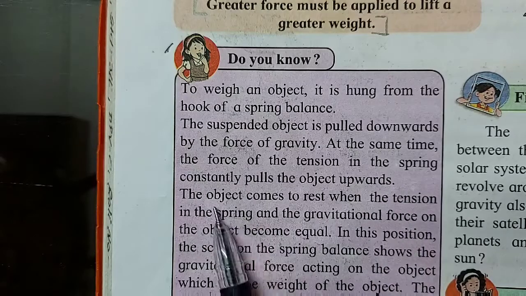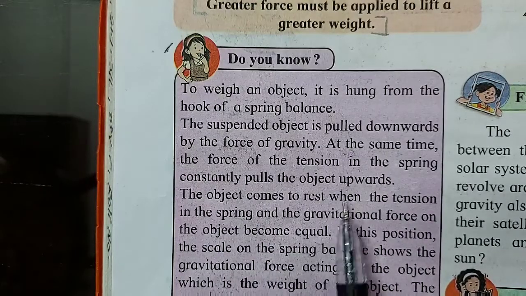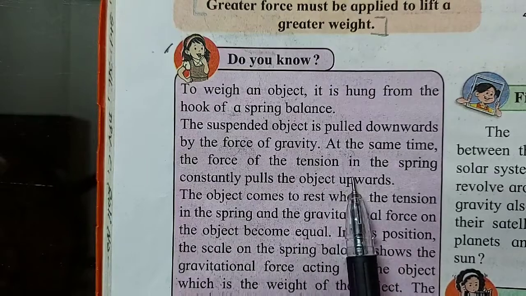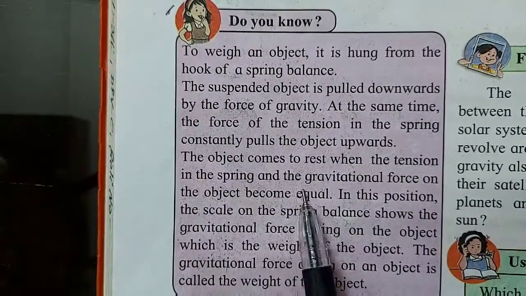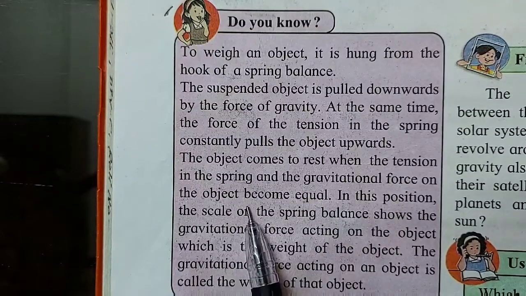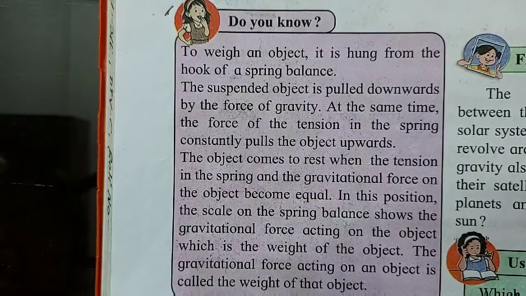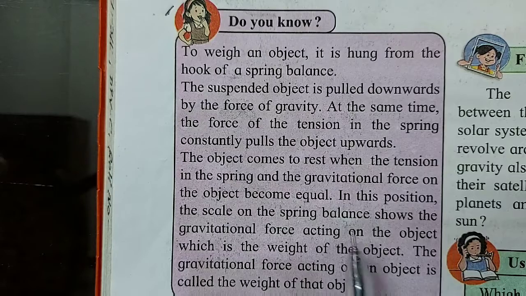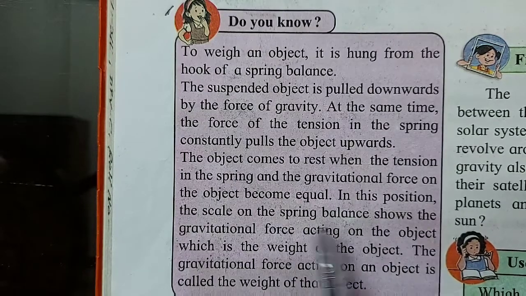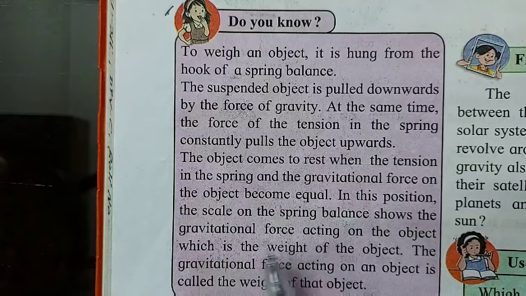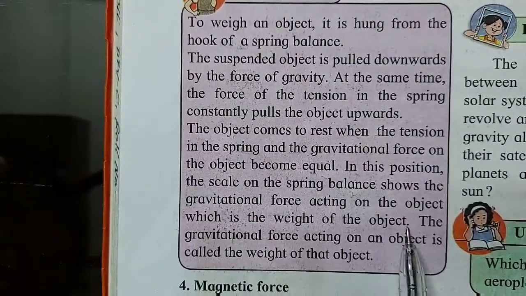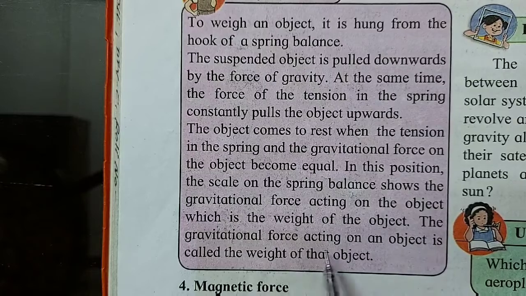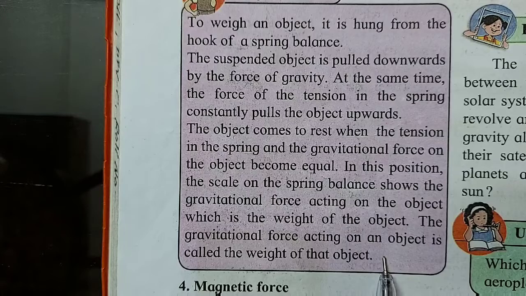Now when the object comes to rest, when the object becomes standstill, it's not moving, when the tension in the spring and the gravitational force on the object become equal, neither less nor more, at that time, in this position, the scale on the spring shows the gravitational force acting on the object, which is the weight of the object. The gravitational force acting on an object is called the weight of that object.